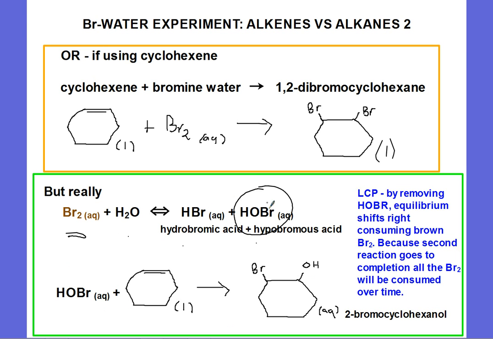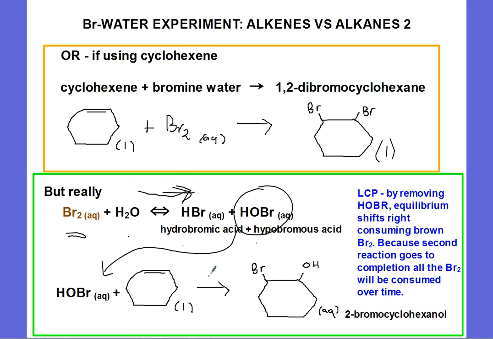If we remove a chemical from an equilibrium, the equilibrium shifts to try and make more of that chemical. So as we're reacting and taking away the HOBr in this reaction, as that concentration is dropping, the reaction is shifting to the right, so more bromine is reacting with water to try and make more HOBr. But as soon as the bromine reacts with water to make more HOBr, the HOBr immediately reacts with the cyclohexene and is gone. So this reaction keeps on going this way to replace the HOBr.